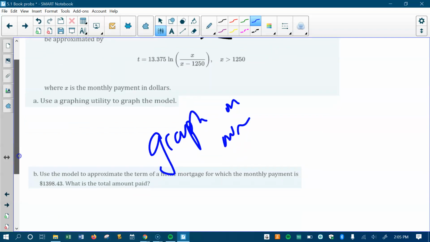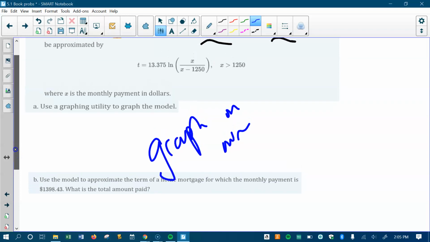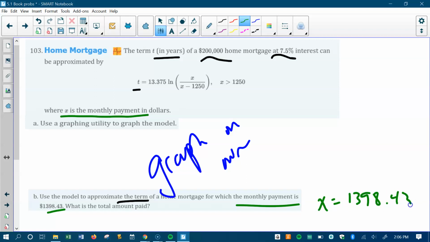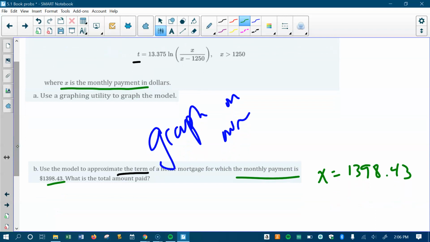Let's do the next one. Use the model to approximate the term of a home mortgage where the monthly payment is $1398.43. Looking at the words here, it says approximate the term. The term is T, so I'm solving for T. X is the monthly payment, so that's saying X equals $1398.43. First of all, I need T of X.